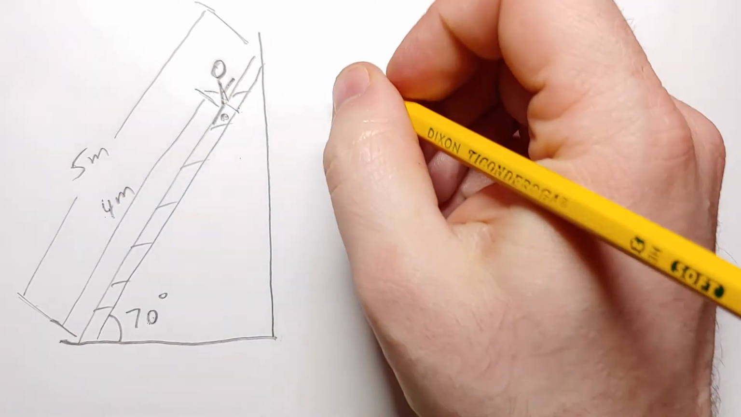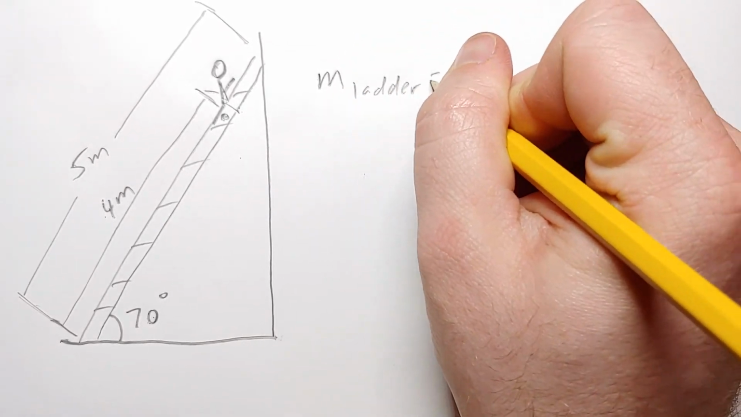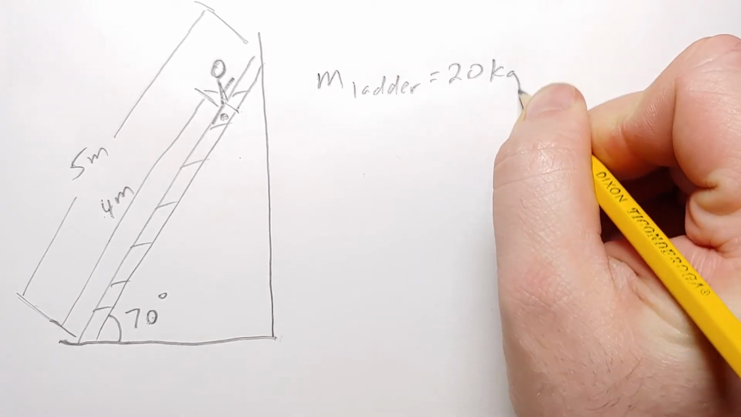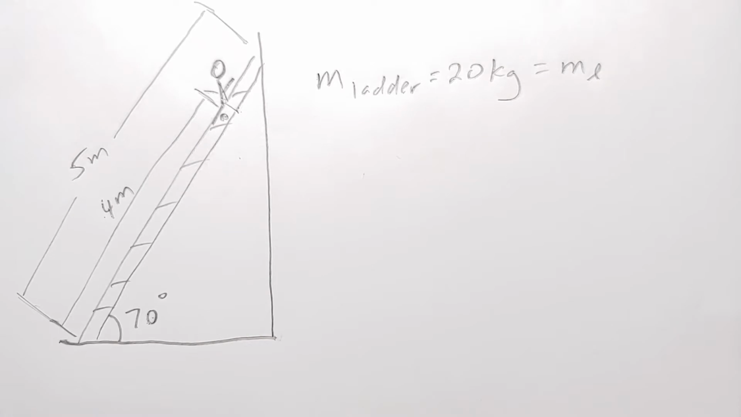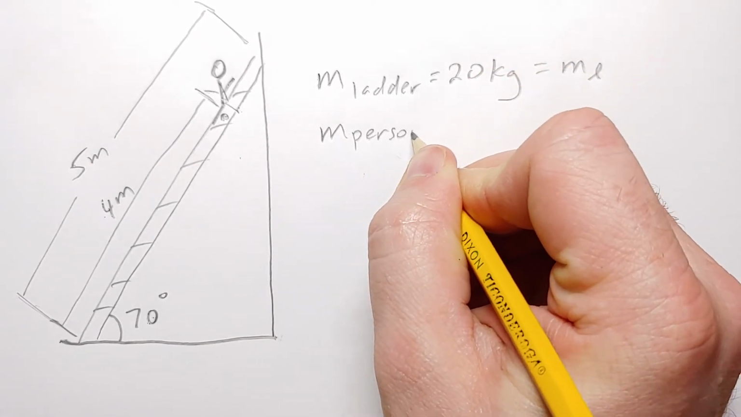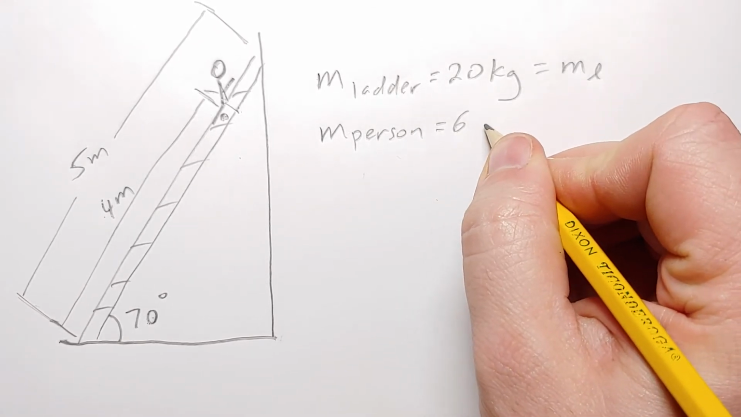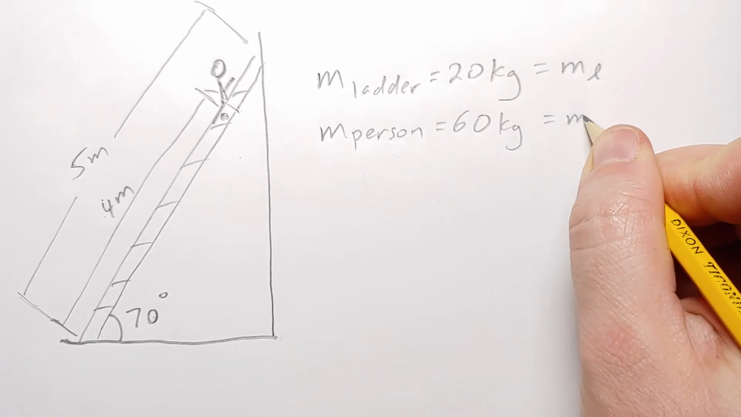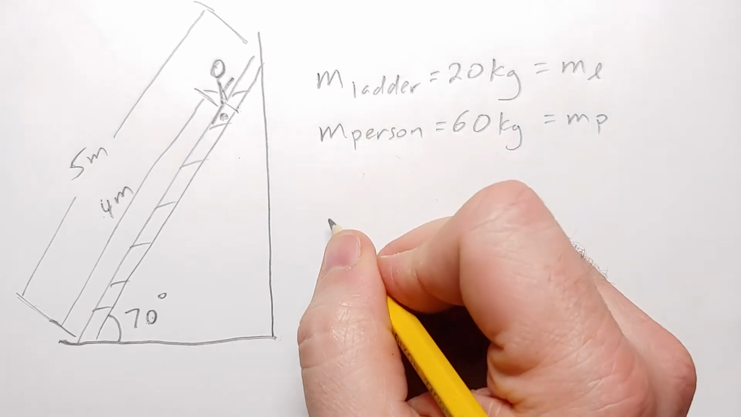We know that the mass of the ladder is going to be 20 kilograms. And we'll just use ML for that going forward. And the mass of the person is going to be 60 kilograms. We'll call that MP going forward.